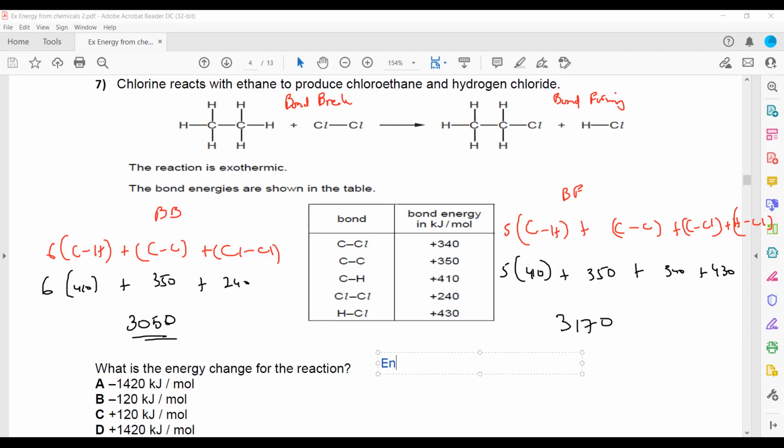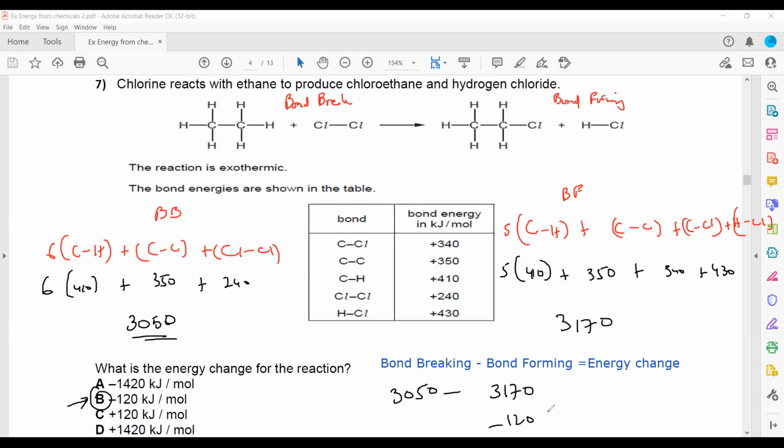Now the energy change, because in the question we want to calculate the energy change. So energy change during a chemical reaction is equal to the bond breaking energy minus the bond forming. So bond breaking energy is 3050, bond forming energy is 3170. So the difference will come out as minus 120. So B will be the right answer.